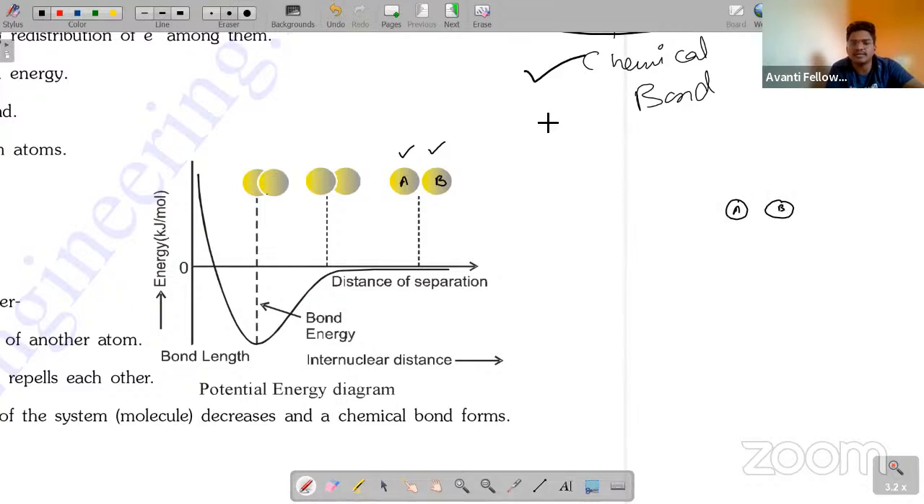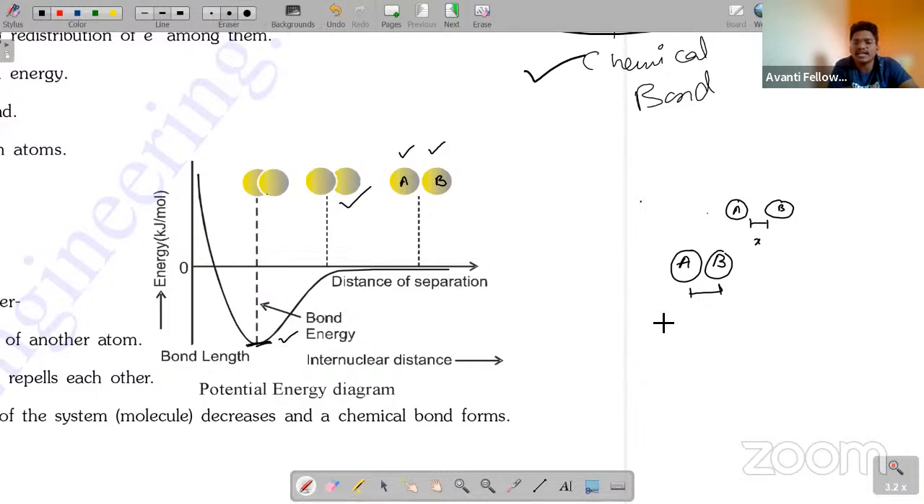When we are trying to bring them near to each other, the distance between them decreases, and a force of attraction between them will develop. There is a point where the distance between A and B is X, and later when B and A come very near each other, they will start sharing the valence electrons, forming a bond between them. So this particular plot indicates that the bond formation is taking place.